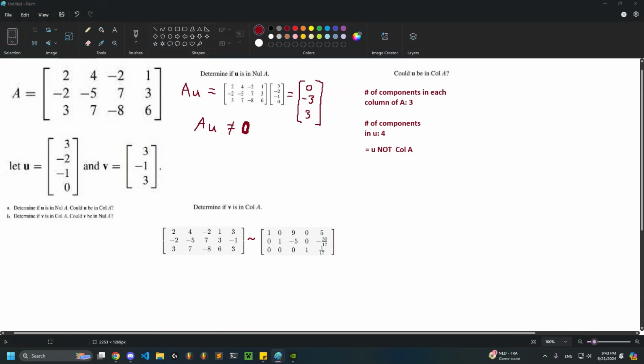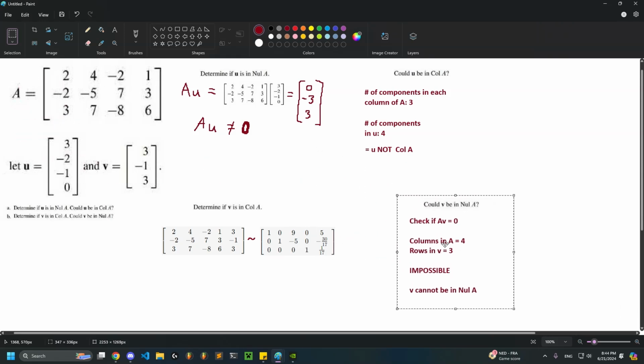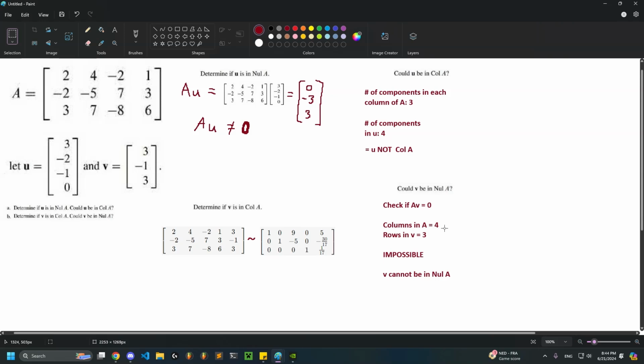Lastly, we want to determine if V could be in the null space of A. In order to do this, we need to check if A multiplied by V is 0. First off, we need to make sure that it's possible to do matrix multiplication. So we need to make sure that the number of columns in A is equivalent to the number of rows in V. As we look, we'll see that the number of columns in A is 4, and the number of rows in V is 3. So this is impossible to do any matrix multiplication. Therefore, V cannot be in the null space of A.